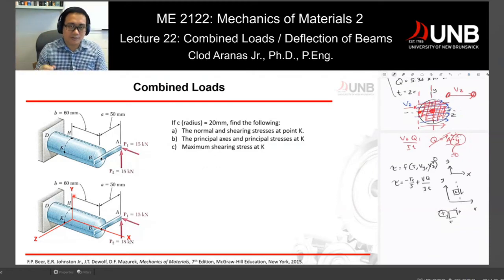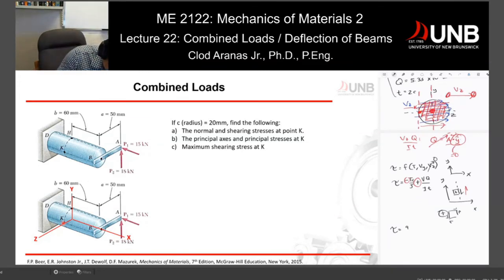And how did I know it's a positive number? Your V sub Y is pointing upwards, which means if I'm looking at my K right here, it's pointing upwards right here, so it's contributing to a positive shear. So that's positive and that's a negative number. So if we're going to solve our shear stress, so that would be negative 900 Newton meter.